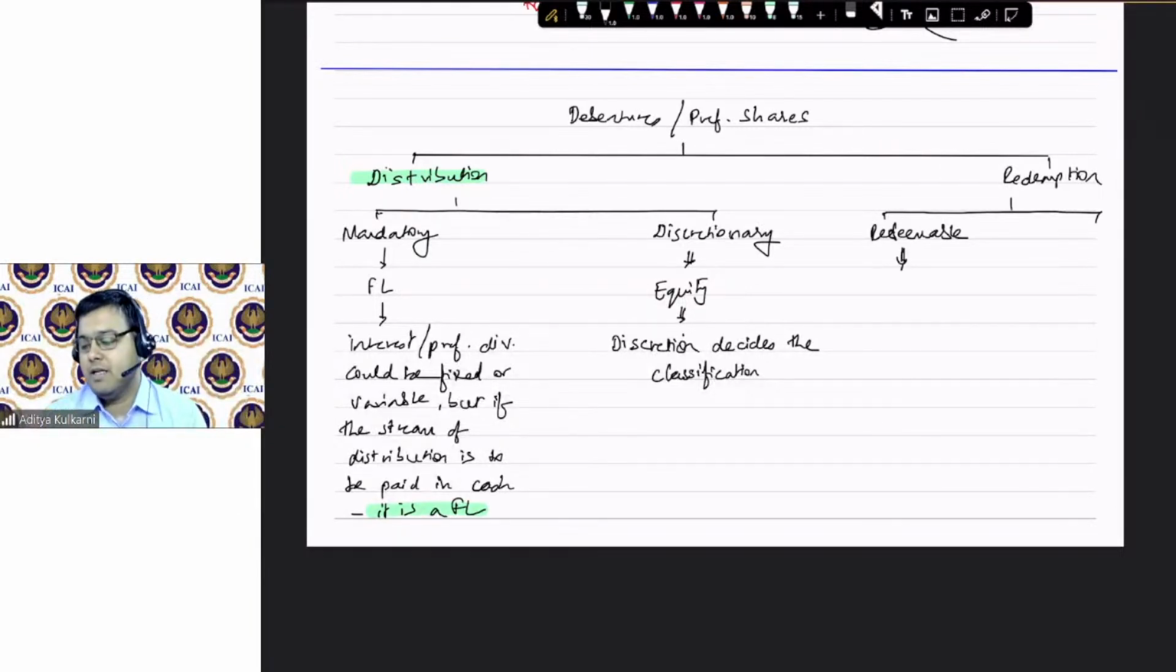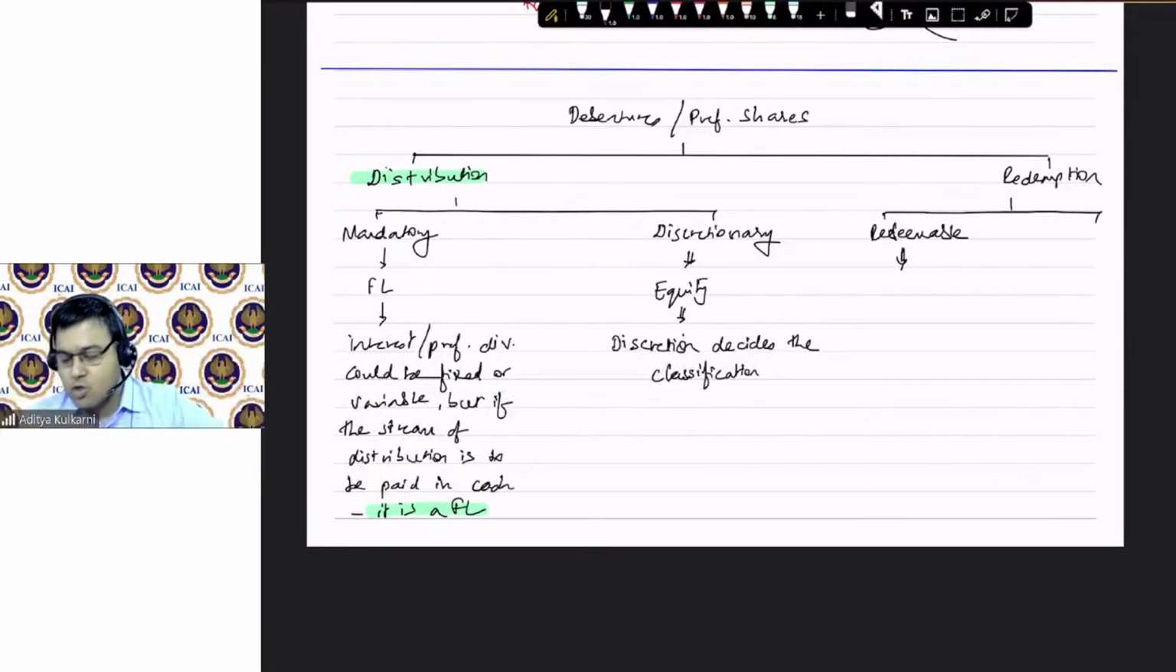Redeemable. Now, when you talk about mandatory redemption, what do you think? Redemption means you have to pay it in cash. So redeemable, when you talk about mandatory redemption, what do you think?